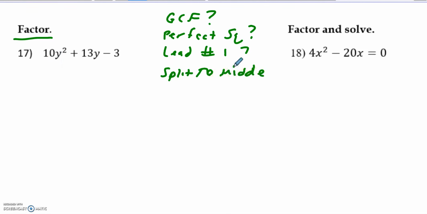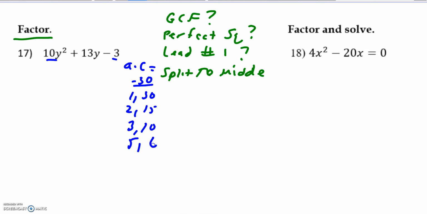Sorry about my handwriting there. So we have to split the middle, and so the first thing we'd have to do on number 17 is multiply a times c. And if I did that, I would get negative 30, and then I would list all the pairs of numbers that multiply to be 30. 1 times 30, 2 times 15, 3 times 10, 5 times 6, I think, is my options. And then I'd have to look to see which one or ones of these could combine or add to be the middle term. Now I notice that if I'm trying to get 13, I do have two options. I have either 3 and 10 or 2 and 15.